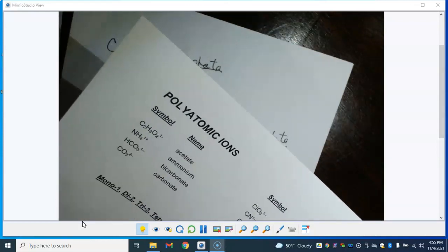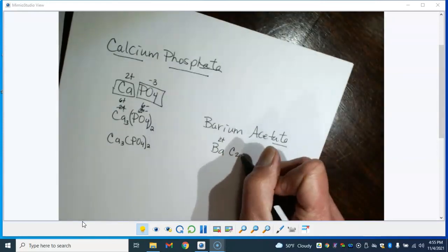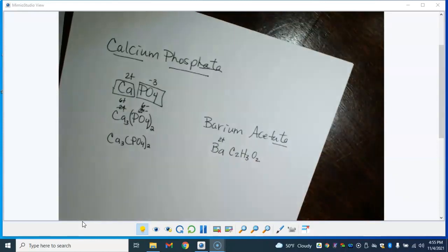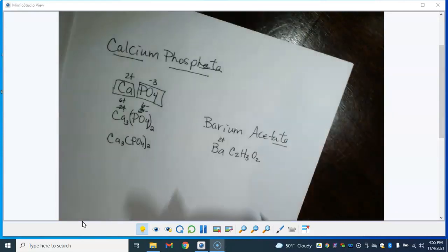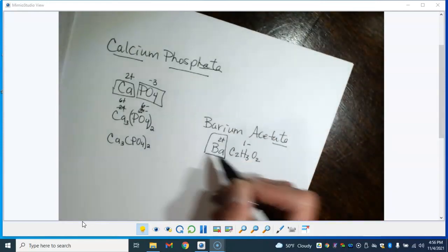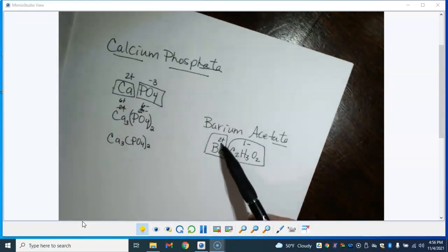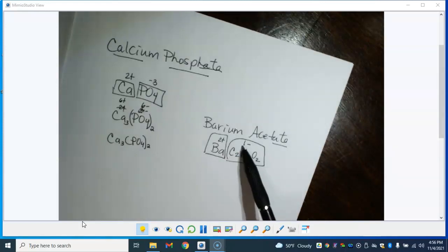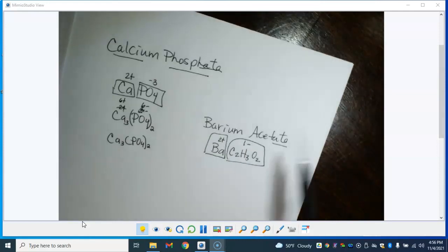So the formula is C2H3O2 with a -1 charge. So I am going to write the formula, C2H3O2. And like I said, it's a -1 oxidation number, so I'm going to put it right above the acetate. Again, remember, this acts as a single unit, and this acts as a single unit. So my barium ion has a +2 charge, and my acetate ion has a -1 charge. Again, I need my two oxidation numbers to equal 0 when I add them together. So I have to increase my number of acetate ions. So this is how I'm going to do that.